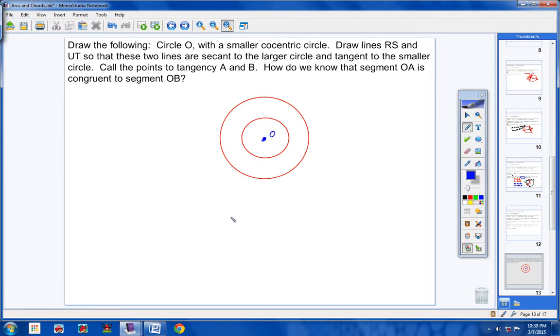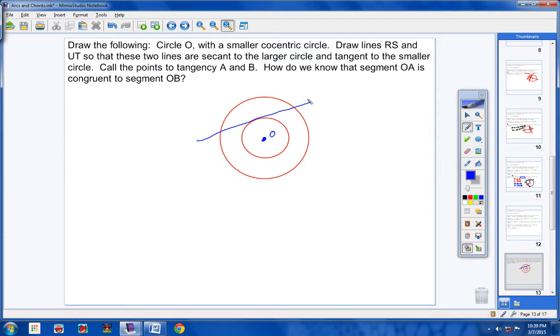Now, draw lines RS and UT so that each of these lines is secant to the larger circle and tangent to the smaller. So they have to intersect the bigger circle in two places, but they have to be tangent to the smaller circle. Let me show you what I mean. This line right here, there we go. See that? That line right there is tangent to the smaller circle, and it's secant to the bigger circle. It intersects the circle in two places.